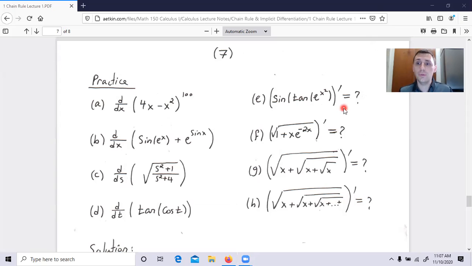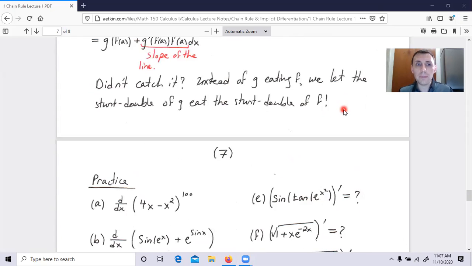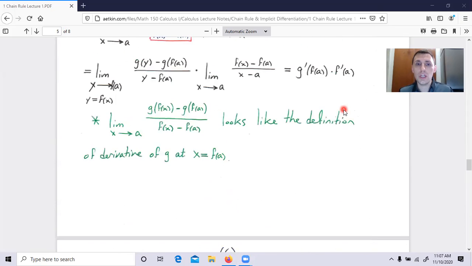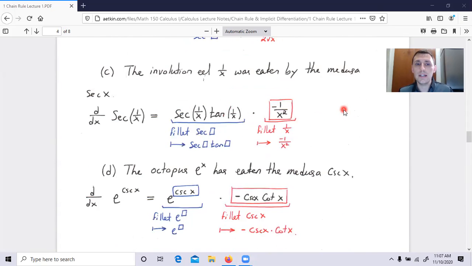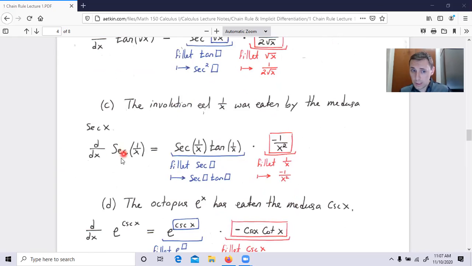Let's get on with today's lecture. So, do you remember what the chain rule is? The idea is that you recognize that there is one function that you know how to differentiate that has eaten another function that you know how to differentiate. Good? The way I think of it is in terms of creatures living in the aquarium.